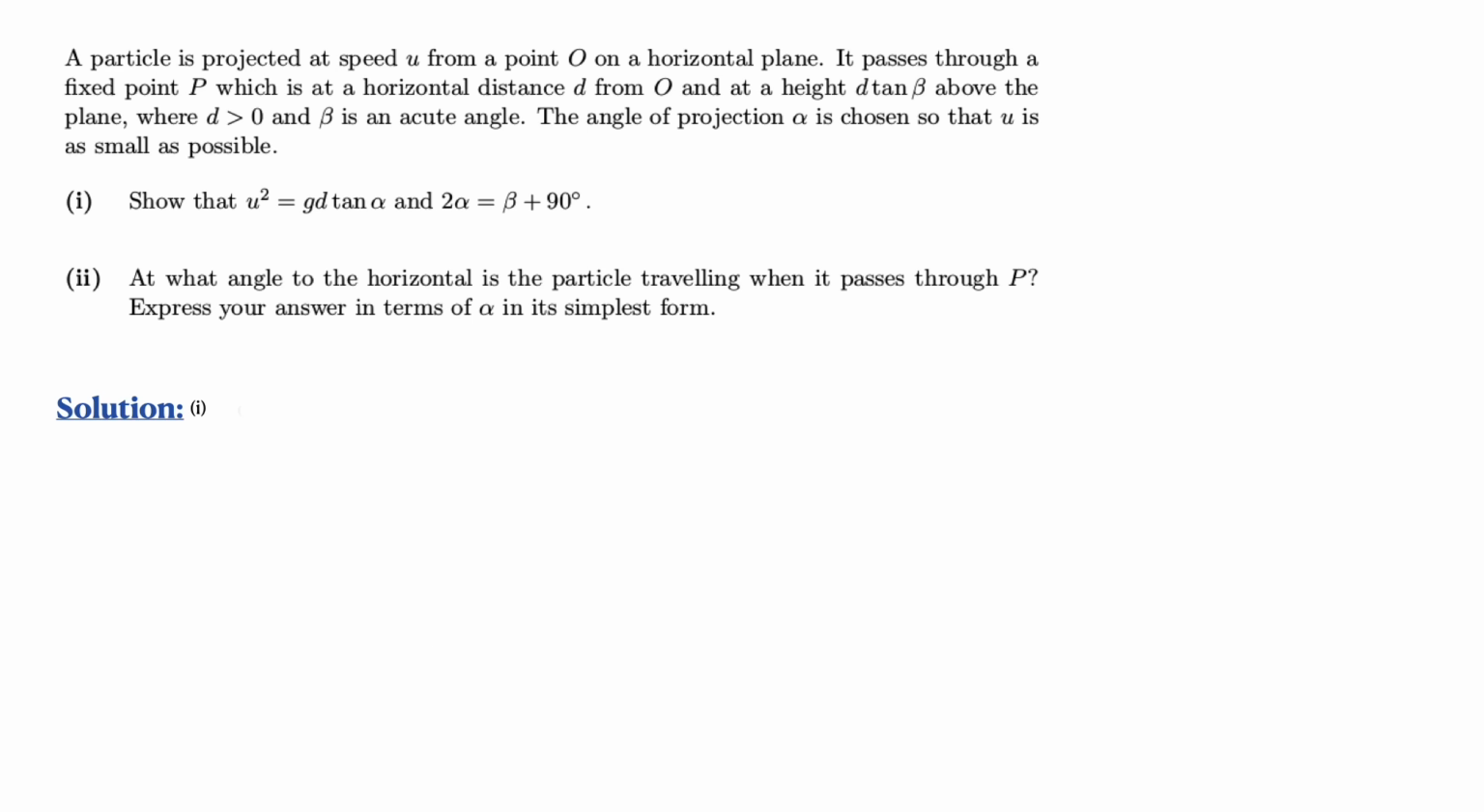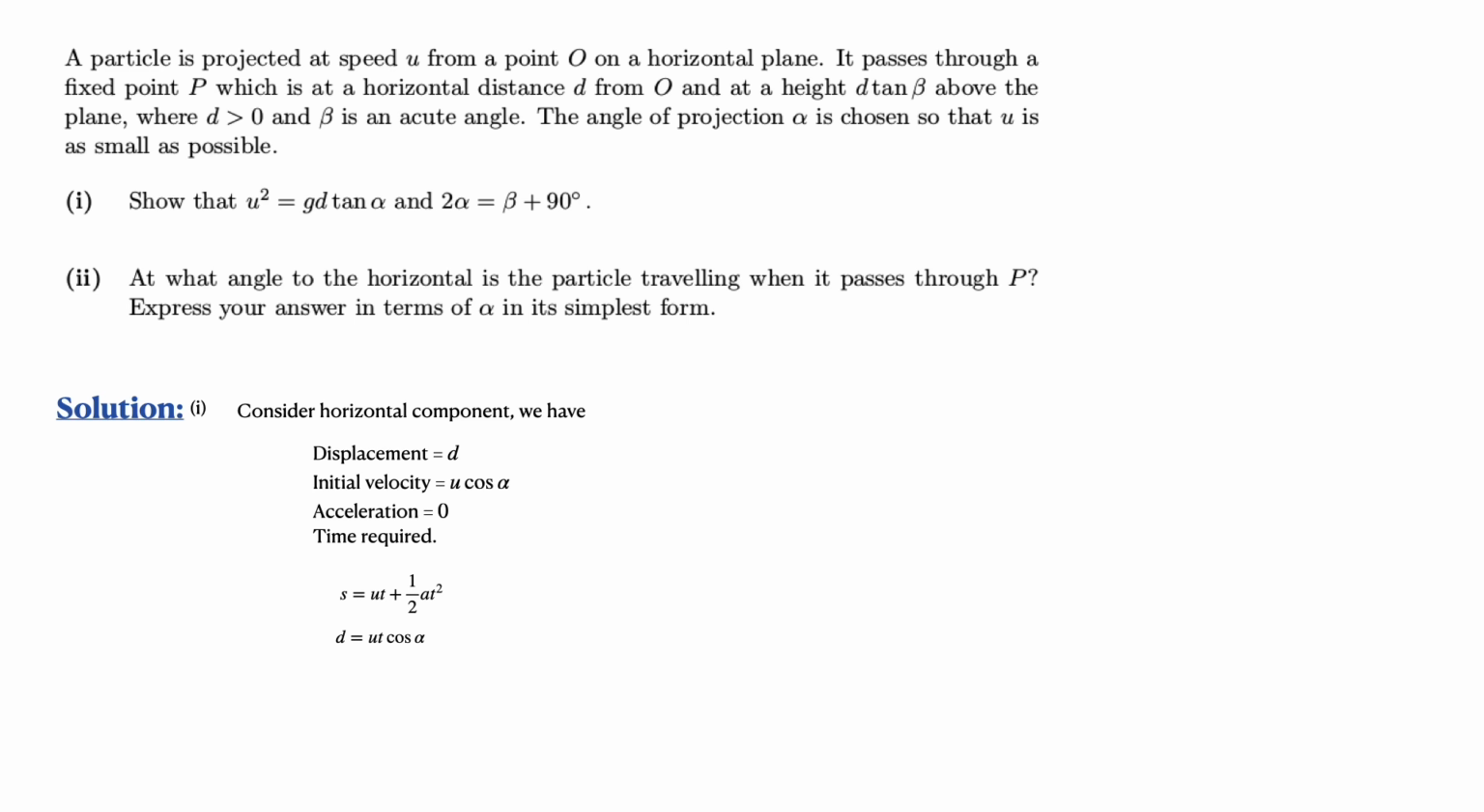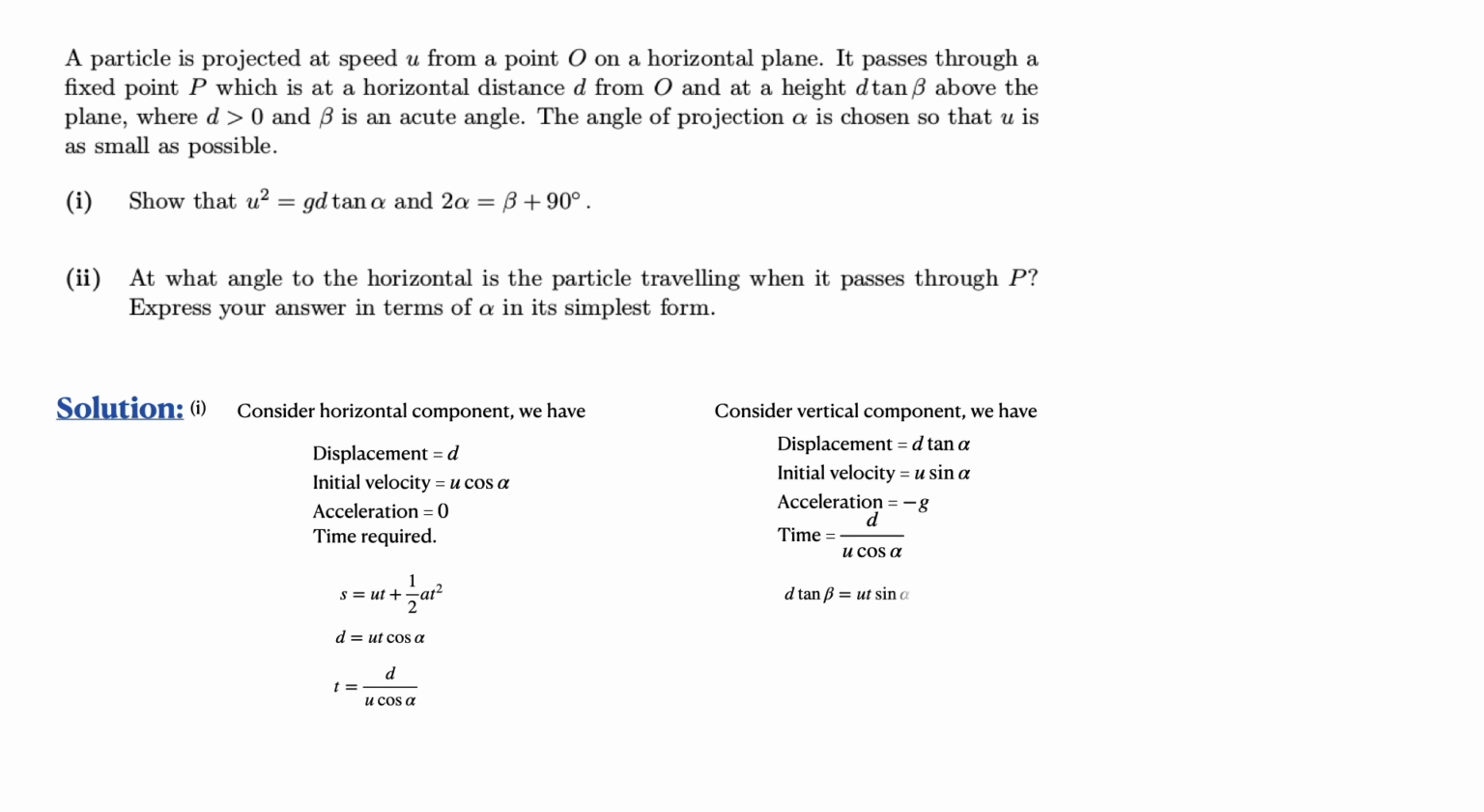For the horizontal component, we have displacement d, initial velocity u cos alpha, acceleration 0. With this information, we are able to find an expression for time by using a SUVAT equation. For vertical motion, we have displacement d tan beta, initial velocity u sin alpha, acceleration negative g and time from above. Substituting into the same SUVAT equation, and then rearranging it, we get an expression for u squared.